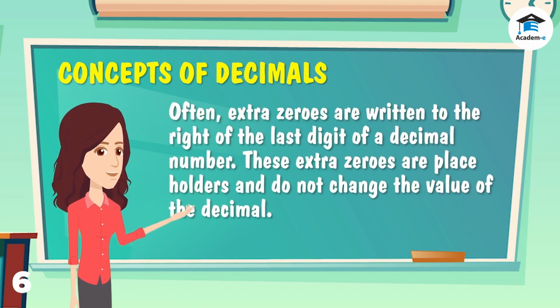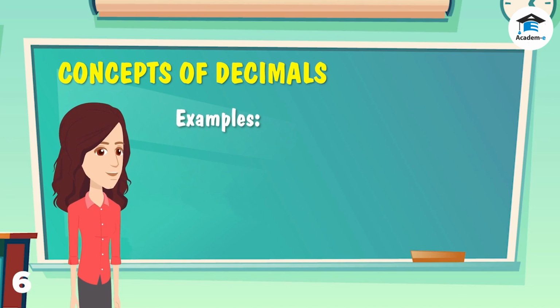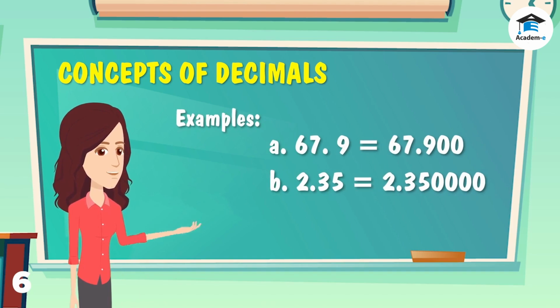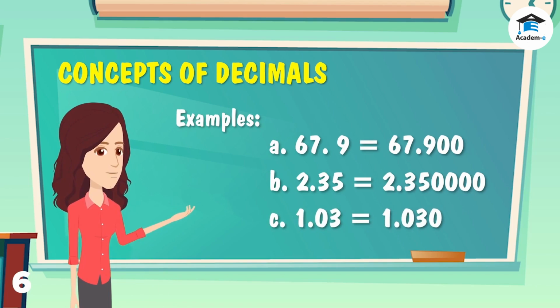Often, extra zeros are written to the right of the last digit of a decimal number. These extra zeros are placeholders and do not change the value of the decimal. Some examples are: A. 67.9 equals 67.900. B. 2.35 equals 2.350000. C. 1.03 equals 1.030.